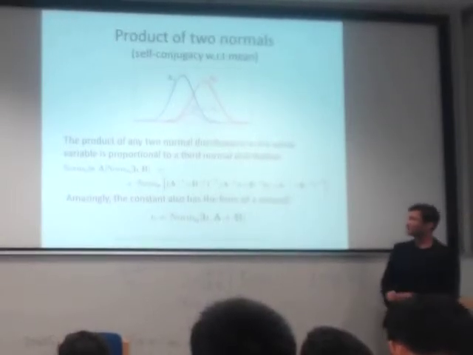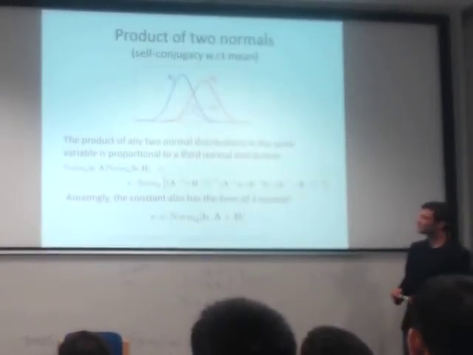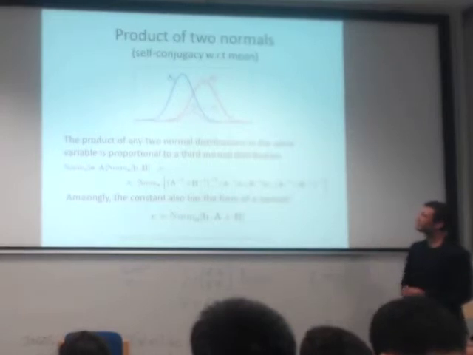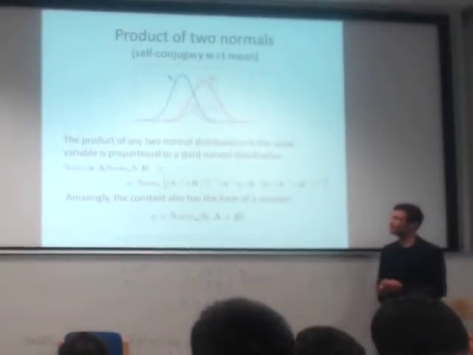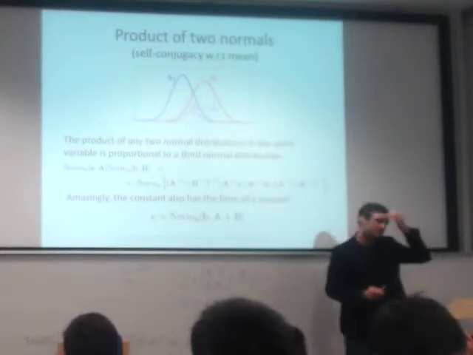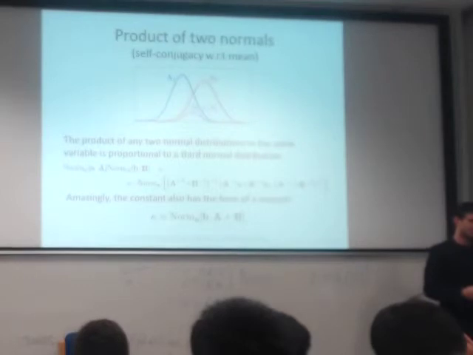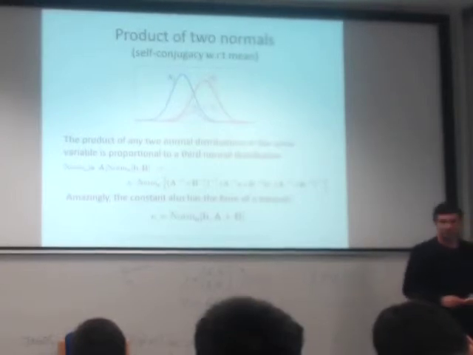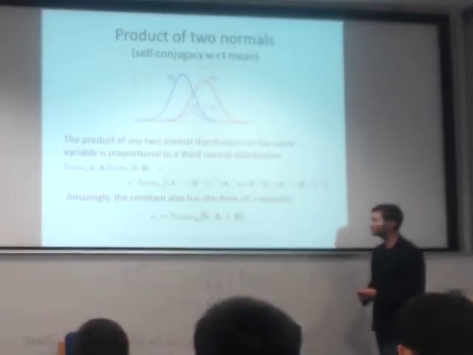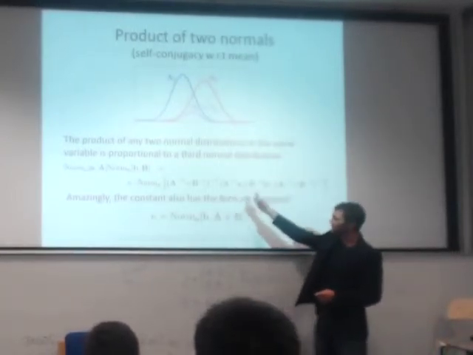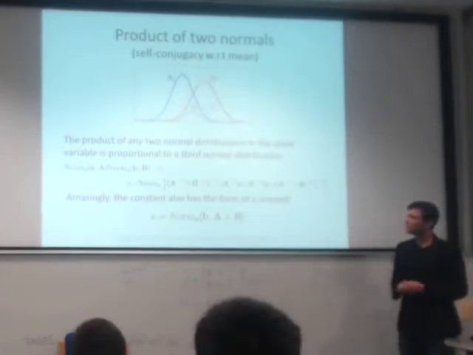Product of two normals. Here you're just going to have to take my word for it because it's horrible. It turns out that if you multiply two normal distributions together, you end up with another normal distribution with a constant in front. It's just another property of the normal distribution, and the new parameters are these lovely equations.